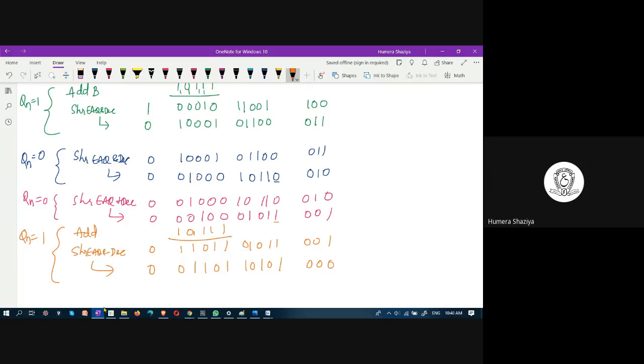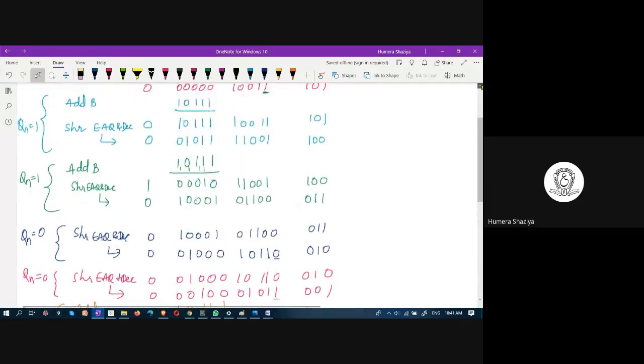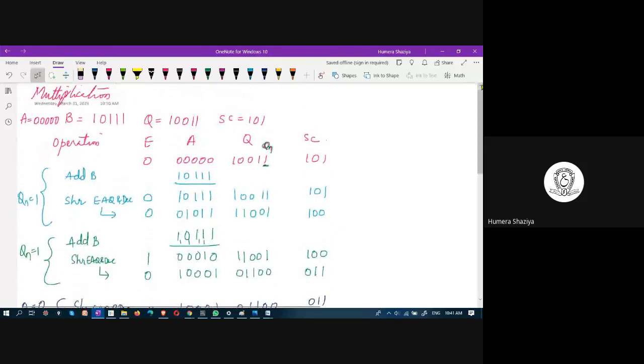All right, students. Here we got 0. Because we got 0, we have to stop. Where will we find the final product? Final product will be in A and Q. This is A and this is Q. AQ contains the final product. We have to do now this conversion.